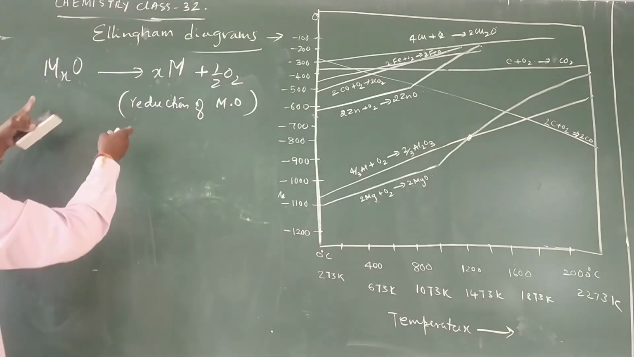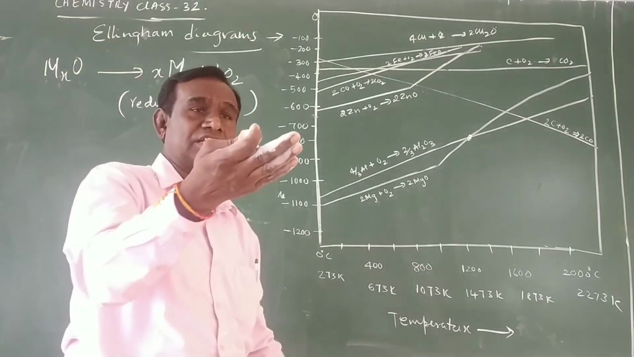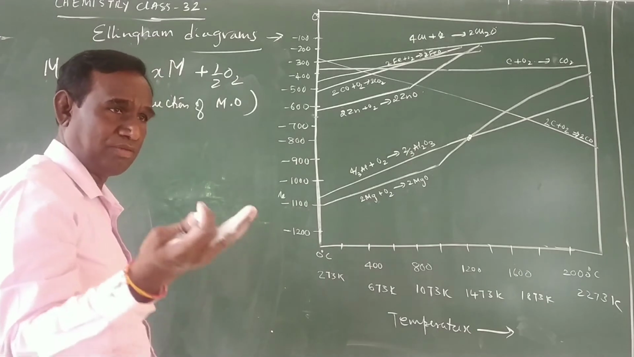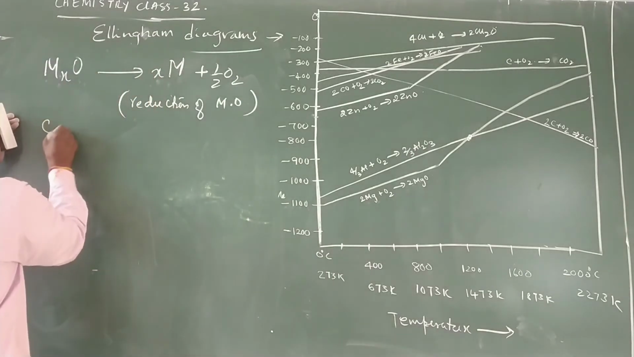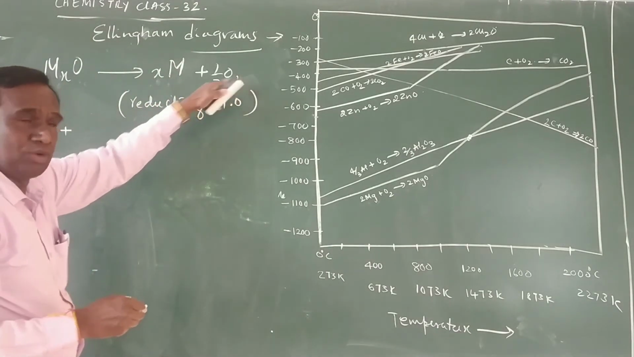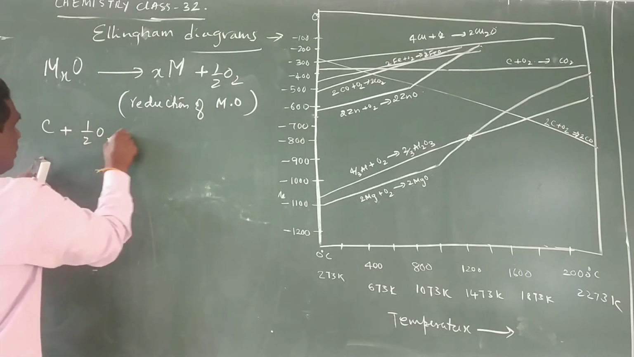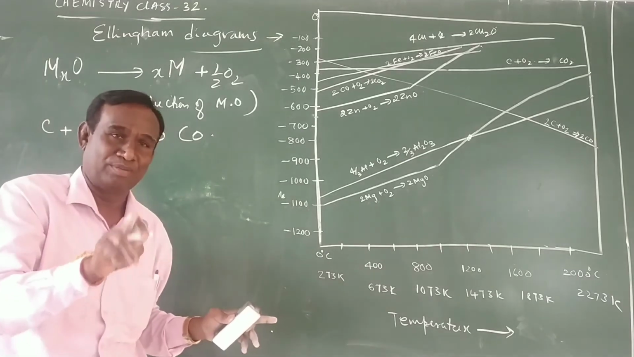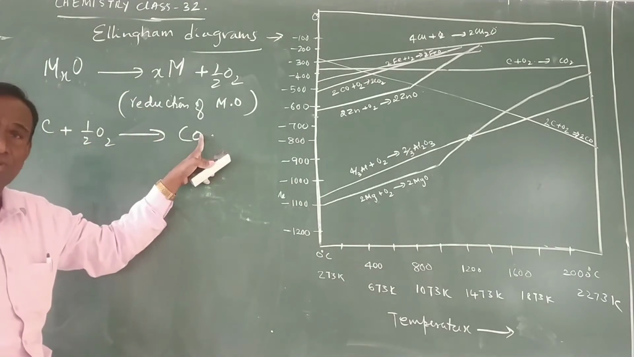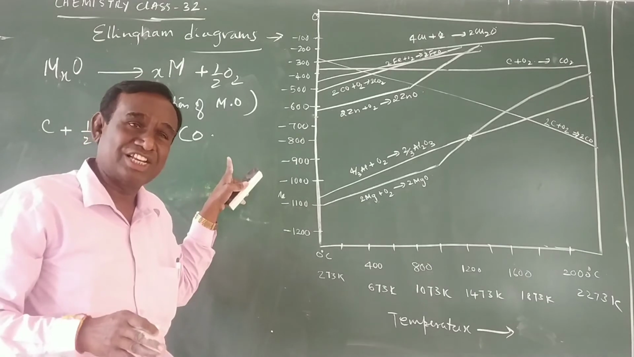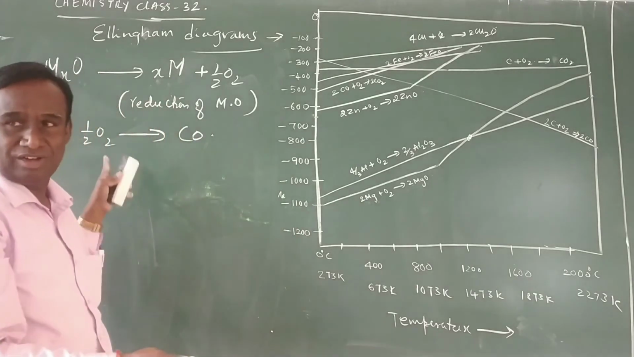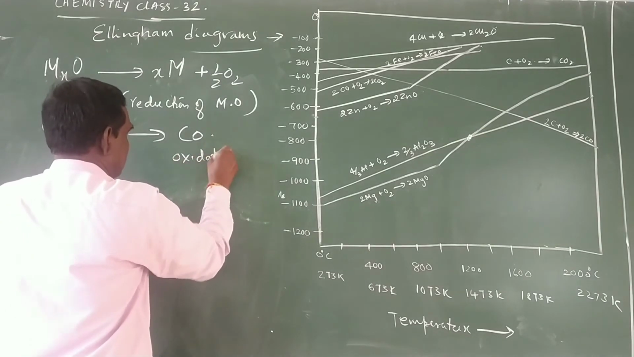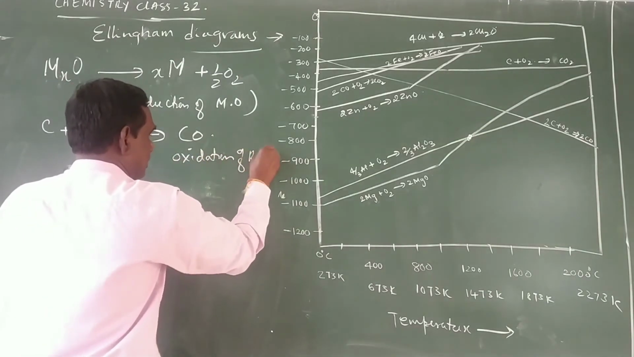At the same time, for example, I am going to take coke as the reducing agent. What is the formula for coke? C plus half O2. You will be getting CO, not CO2. Half O2 means only one O, remember. Therefore, C plus half O2 gives CO. So whether it is oxidation or reduction, this undergoes oxidation. Therefore, this is the oxidation of the reducing agent.